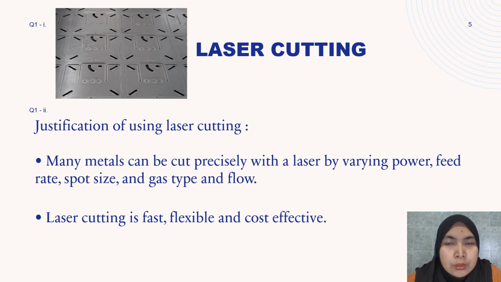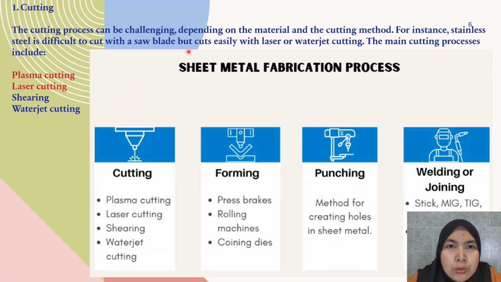Now we go straight away to the answer by seeing this image. The non-conventional machining that is believed to be used to make this product is the laser cutting process. The reason why I chose laser cutting is because many metals can be cut precisely with the laser by varying power, feed rate, spot size, and gas type and flow. And laser cutting is very fast, flexible, and cost effective. So this is a brief introduction for the answer to number 1.